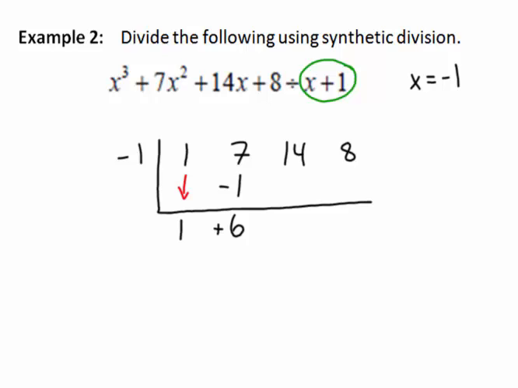And now we go again. 6 multiplied by -1 will be -6. Add again, and we'll get a +8. One more time, 8 times -1 is -8, and that's going to leave us with a 0. Now, the coefficients have actually changed, and this is what makes synthetic division so powerful.